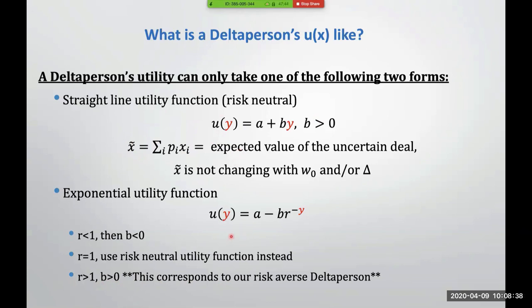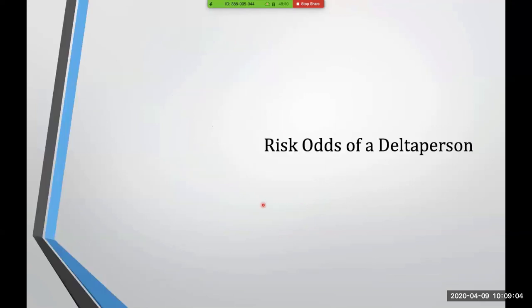Here we don't have an x delta equal to something over here because it's just too complicated an expression, and we're really not interested in that. Instead, we're going to use another property of the exponential utility function to characterize a person's risk attitude when her utility function takes this form. That is the next topic of the chapter, namely the risk odds of a Delta person.